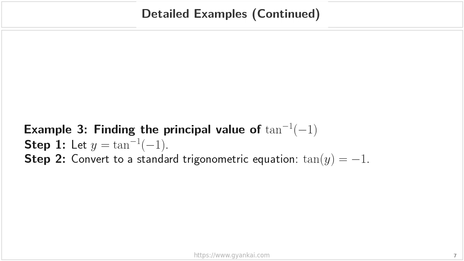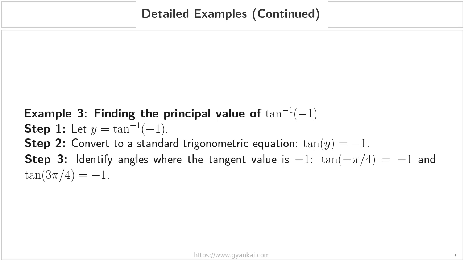Moving to step 2, we perform the conversion. We rewrite this as a standard trigonometric equation by moving the inverse function to the other side, which gives us tangent of y equals -1. In step 3, we identify potential angles. By referring to the unit circle or our trigonometric tables, we can see that there are multiple angles that satisfy this equation. Specifically, the tangent of -π/4 equals -1, and the tangent of 3π/4 also equals -1.